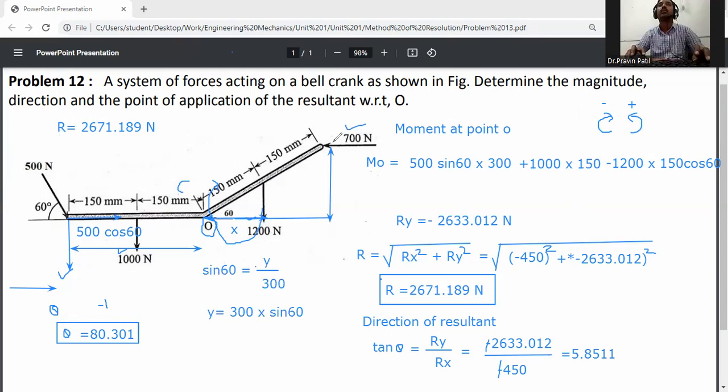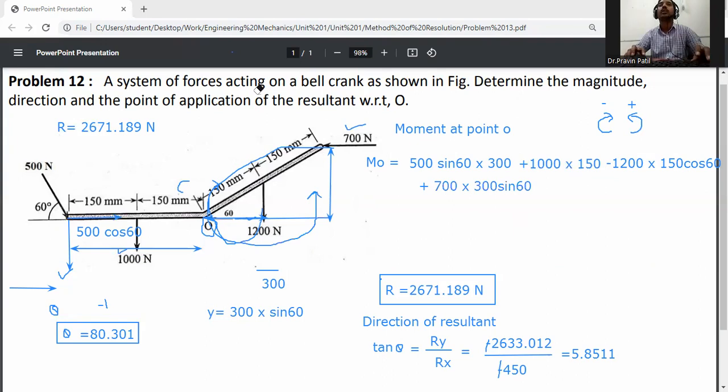How is this 700 Newton rotating? It is rotating in the anti-clockwise direction, which is considered plus. So 700 into the perpendicular distance, 300 sin 60. Now the moment at O is equal to 500 sin 60 into 300, plus 1000 into 150, minus 1200 into 150 cos 60, plus 700 into 300 sin 60.